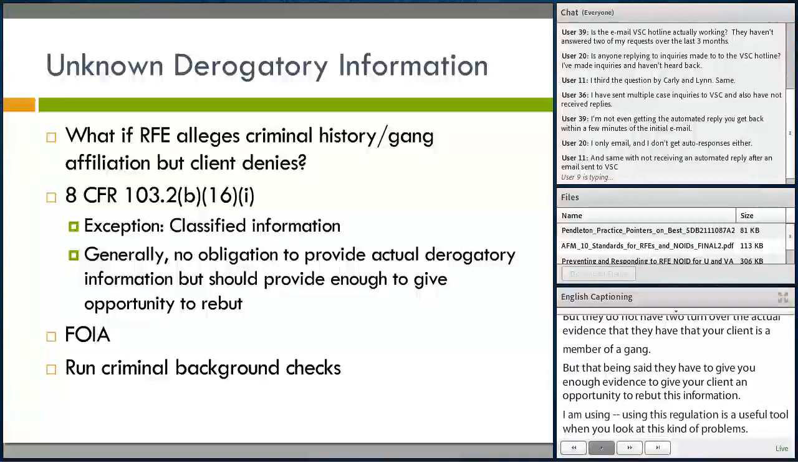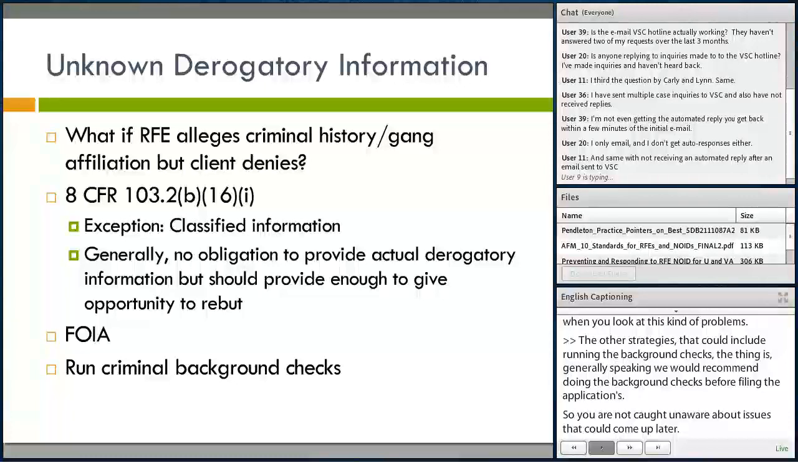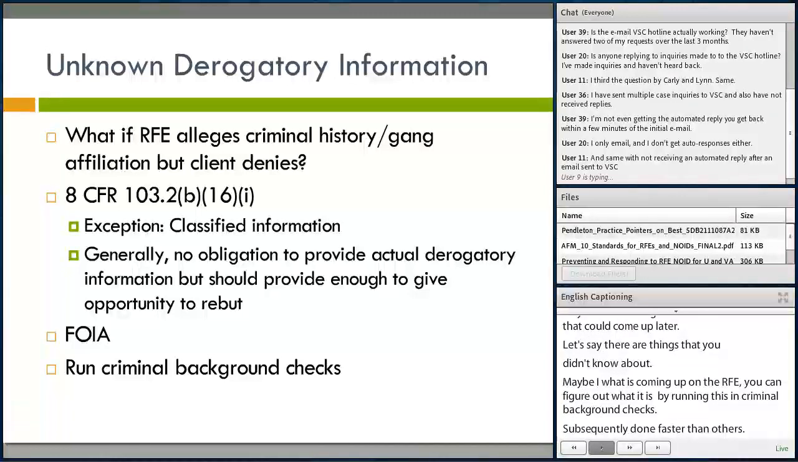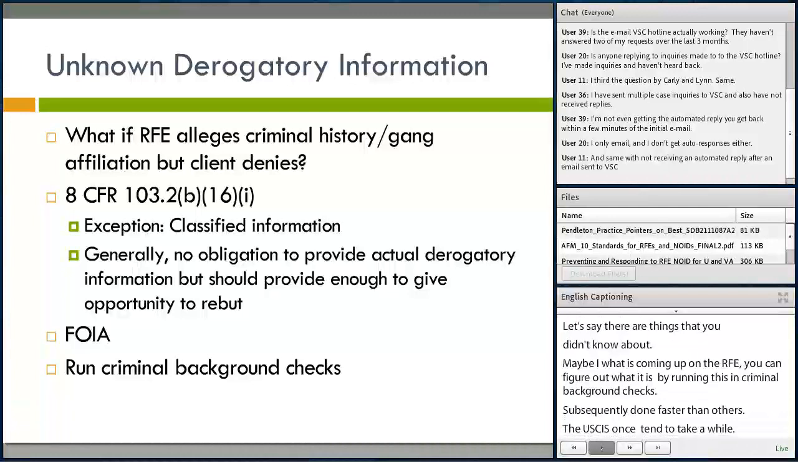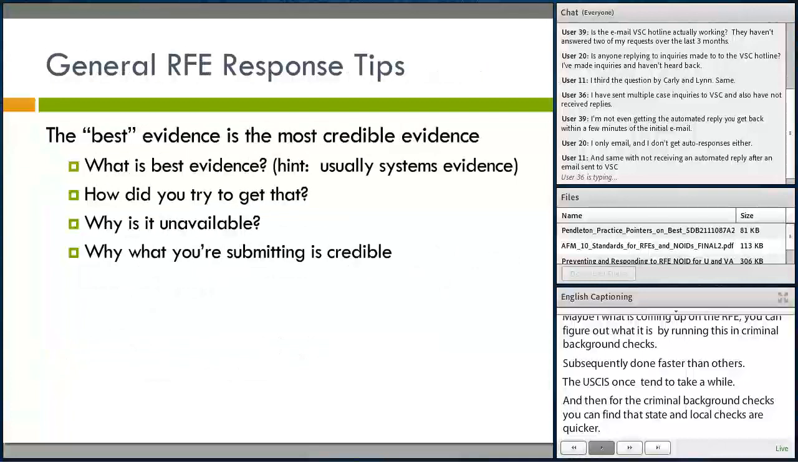Other strategies can include FOIAs and running background checks. Generally speaking, we would recommend running FOIAs and background checks on your clients before filing the application so that you're not caught unawares about issues that could come up later. But let's say there was something that you didn't know about that's coming up on the RFE. You can try to figure out what it is by running FOIAs and criminal background checks. And some of them can be done a lot faster than others. Obviously, the USCIS ones tend to take quite a while, but CBP ones tend to be a lot faster, for example. And then for criminal background checks, you may find that state and local checks are a lot faster than FBI background checks. So you may be able to get the information that USCIS thinks it has before your RFE deadline.